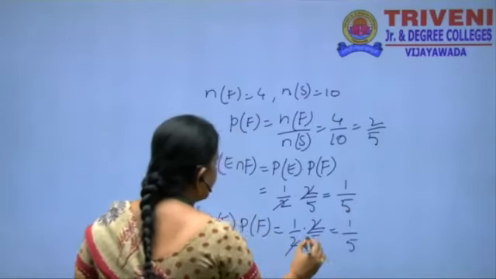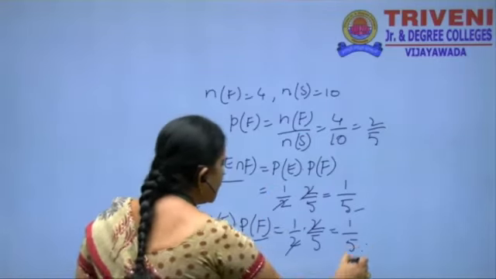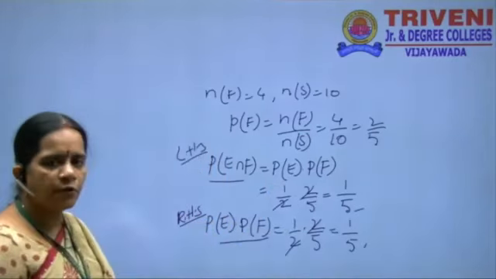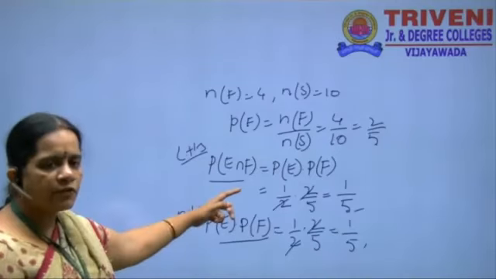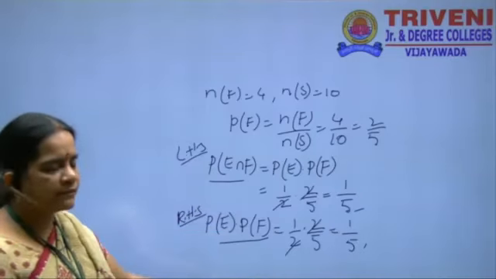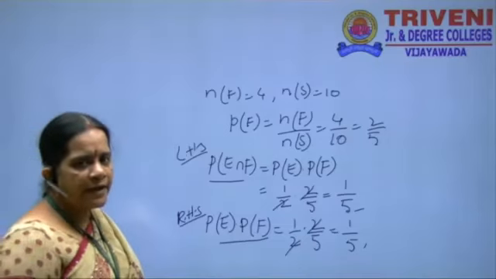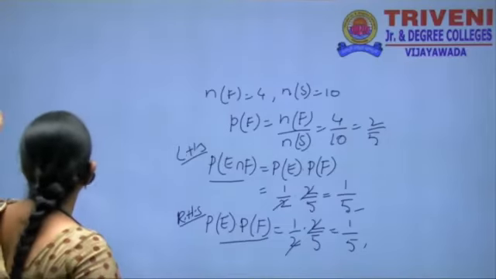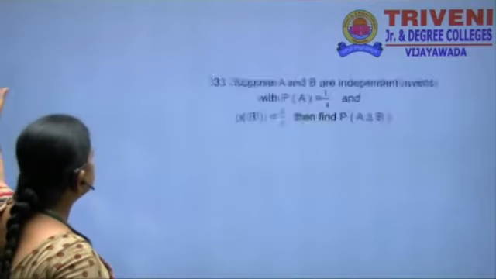Here P of E intersection F is equal to 1 by 5. P of E into P of F is equal to 1 by 5. Both the values of P of E intersection F and P of E into P of F are the same. Therefore, E and F are independent events. Okay, and then we are going to the next one.